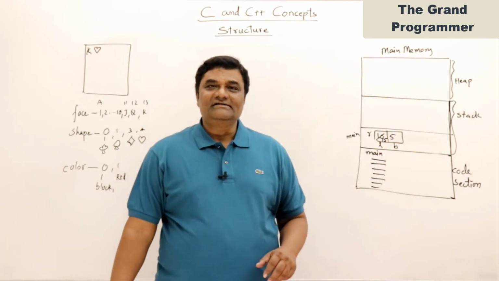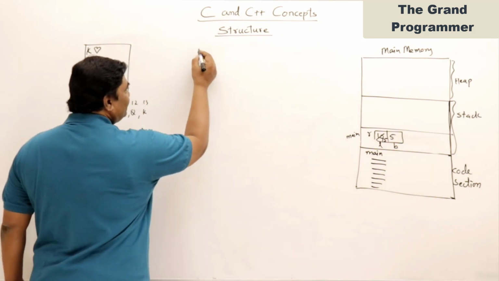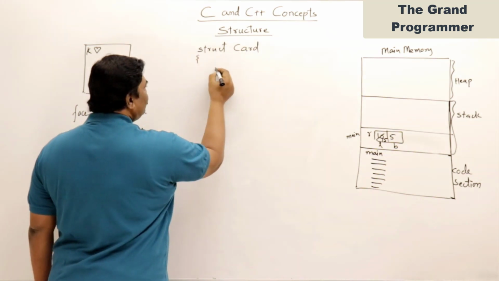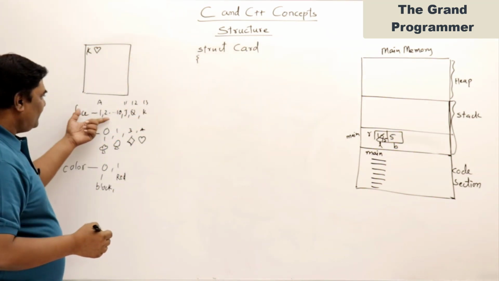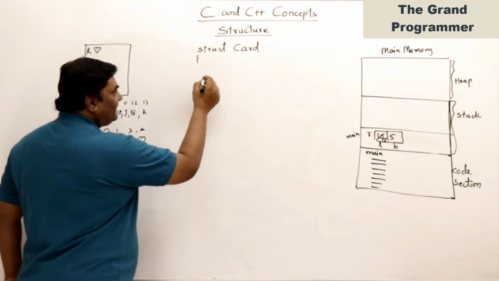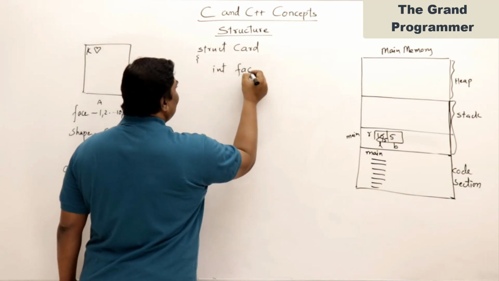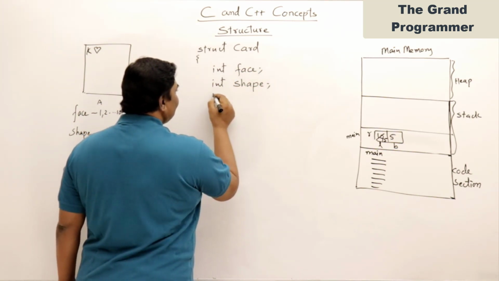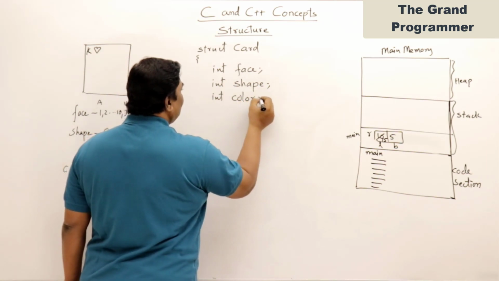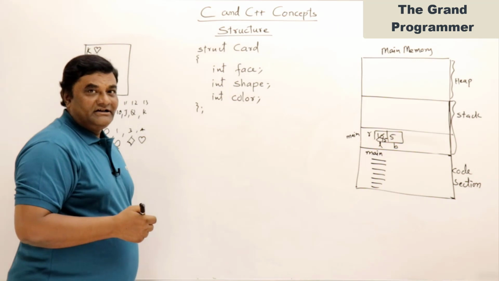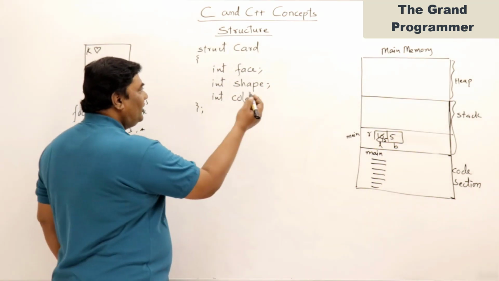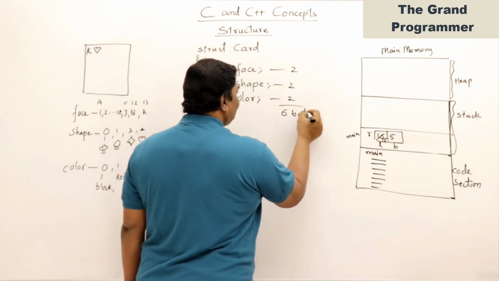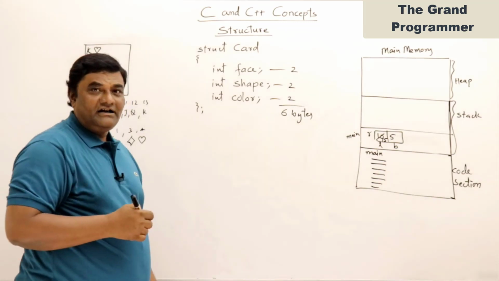Now I can represent this as a structure. Let us define a structure. Struct card. What are the members? All these are integers only. First one is integer face value. The second one is integer shape. And the third one is integer color. This is how we can define a playing card. So this is the definition. Now how much space is it taking? Suppose integer is taking 2 bytes, so total 6 bytes of memory it is taking. This is just a definition of a card.